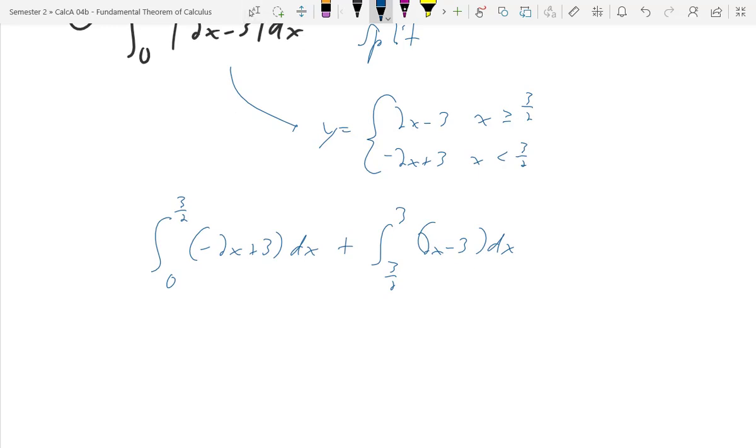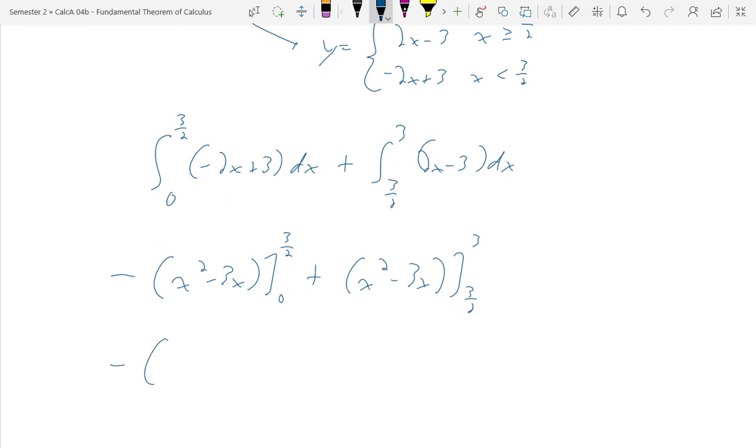So on this one, to make life easier for yourself for this first integral, I would factor the negative out and then do the integration on both. The integration of both is going to be the same. You're going to have an x squared minus 3x, 0 to 3/2, plus x squared minus 3x from 3/2 to 3.